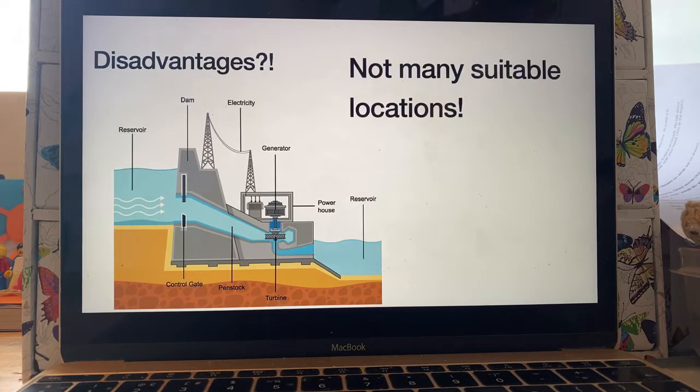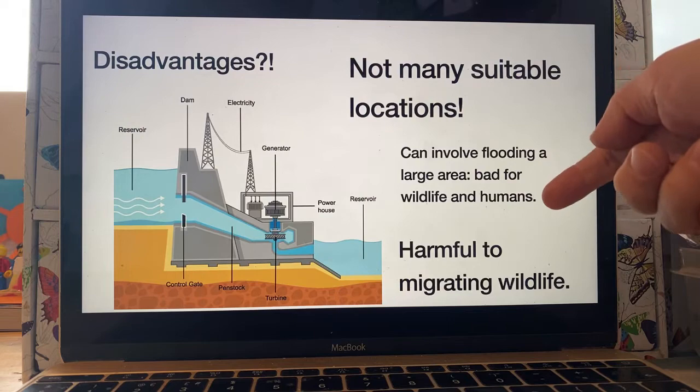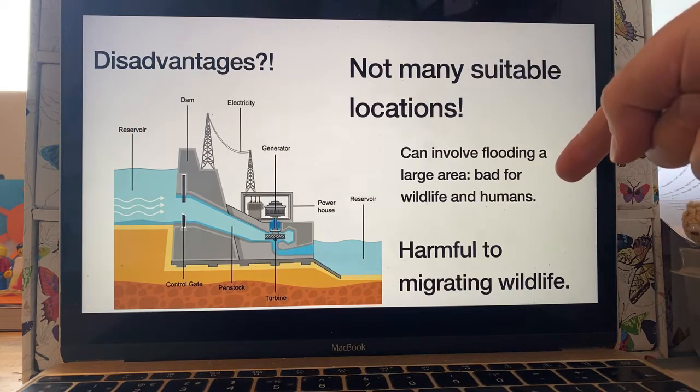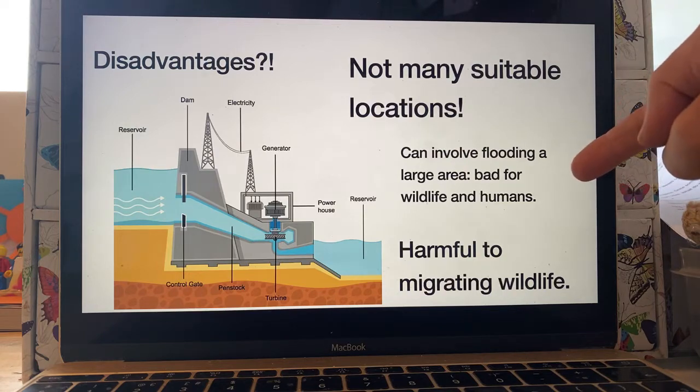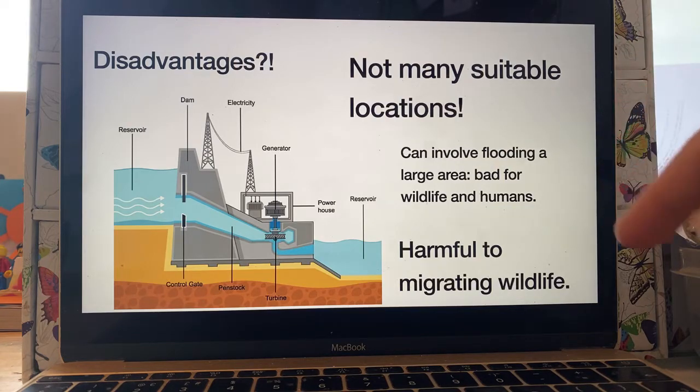There's not many suitable locations. And it is harmful to migrating wildlife. And also, and this is the big one, it can involve flooding a really large area, which is bad for humans if they happen to be living there. They'll have to leave their homes, and also very bad for wildlife that maybe used to have a habitat living on the land and aren't suited to living underwater.